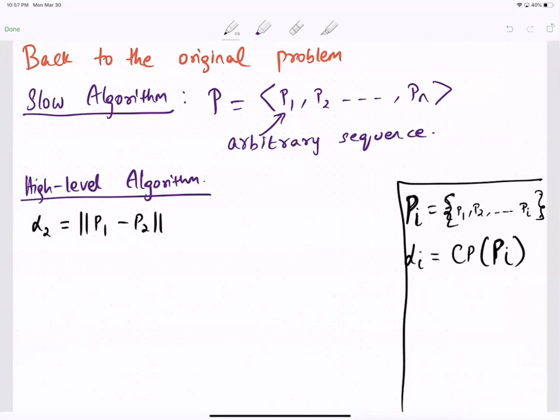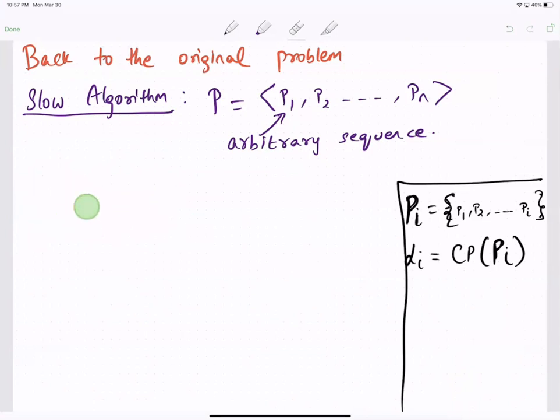So the idea is the following. Before even talking about the high level algorithm, let me give you a flavor of how the algorithm will proceed. You have this arbitrary sequence, and the algorithm will insert one point after the other. After inserting i points, you'll have this set Pi, and by that time, you'll always maintain an invariant. Let me just write it down actually. That'll help.